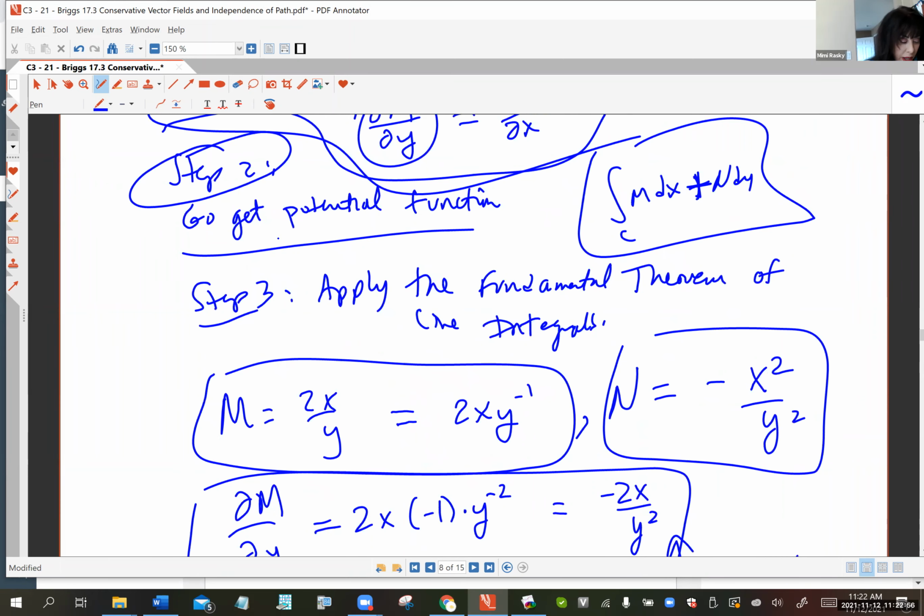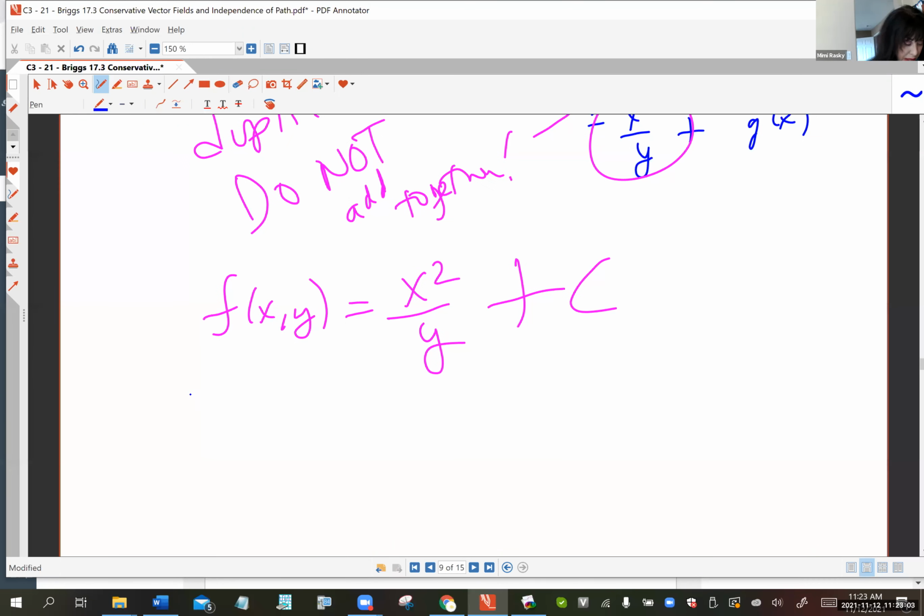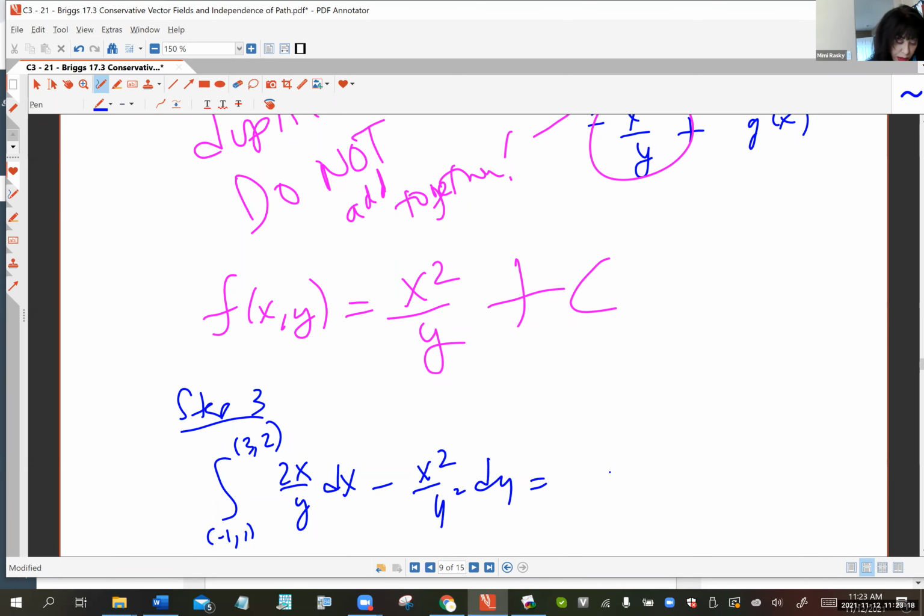What's step 3? We apply the fundamental theorem of line integrals. So what does that tell us? That tells us that this line integral that was given to us, and I gave it to you in an interesting format, you'll see this format more often in the homeworks that I put out for you, is simply going to be your mama function evaluated between the starting and stopping points.